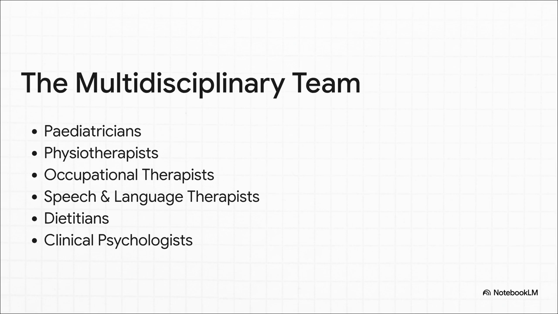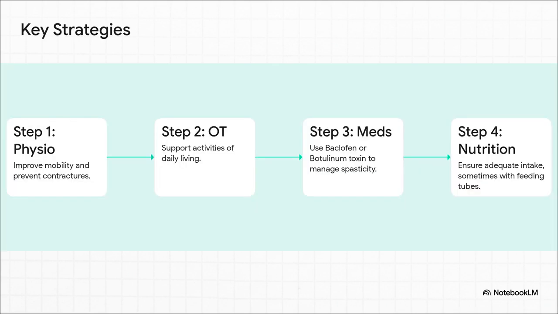You have physiotherapists for movement, occupational therapists for daily tasks, speech therapists for communication. They're all working together to support the child's overall development and well-being. These strategies all work together, in concert. Physiotherapy is foundational for improving movement. Occupational therapy helps with practical, everyday skills. Medications can help manage spasticity by relaxing those tight muscles. And of course, nutritional support makes sure the child has the fuel they need to grow.